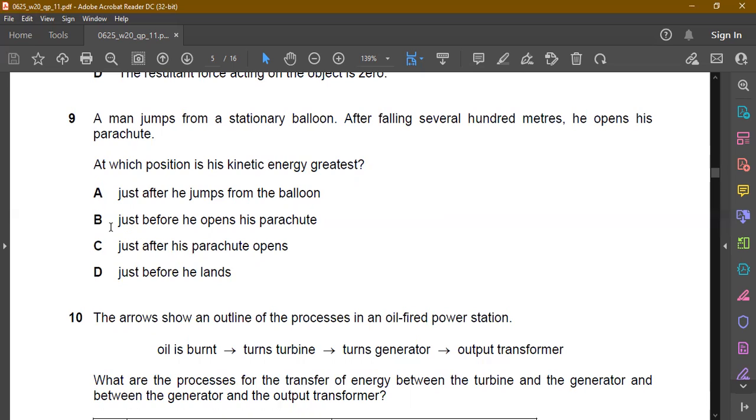And then the best answer for this question is B, just before he opened his parachute. The velocity will increase, and just before he opened his parachute, that's the greatest kinetic energy, because after that, the kinetic energy or the velocity will drop significantly. Remember, kinetic energy is directly proportional to the velocity. Remember the equation: kinetic energy equals half of mass times velocity squared.